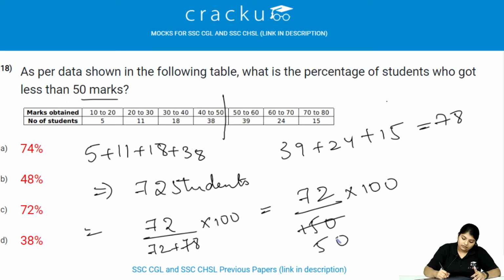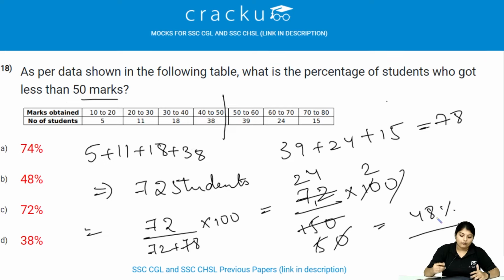Solving this, 0, 0 get cancelled. 5 2s are 10 and 24 into 2 is 48%. So 48% of the students has secured less than 50 marks.